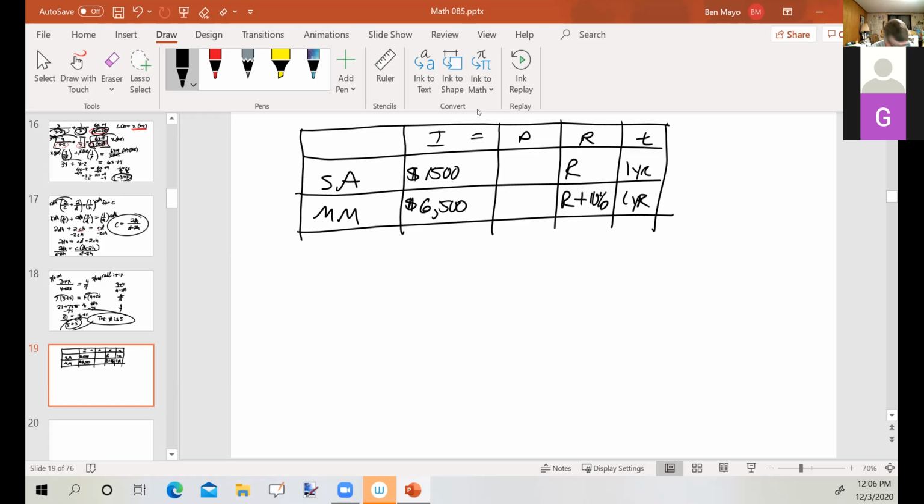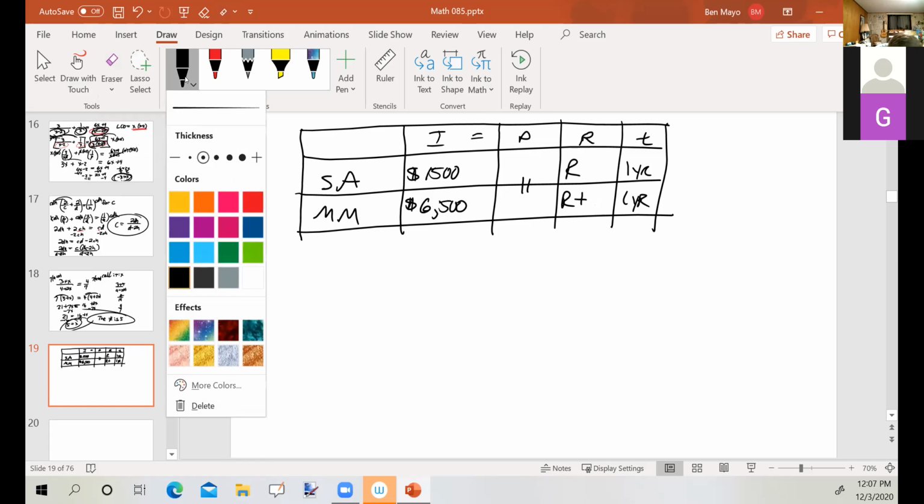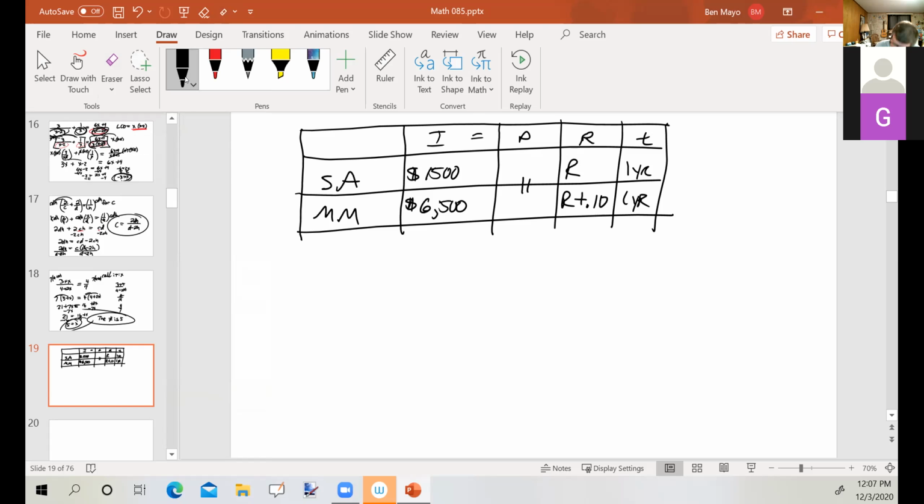The other thing we know, it says that same amount of money invested. So the principal on both is equal. Now, next thing I'm going to do is go back here and change this to decimal form, so it's going to be 0.10. If I equals PRT, then P equals I divided by RT.